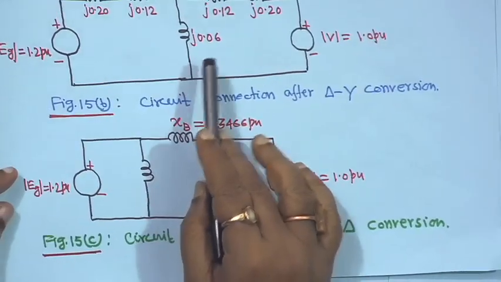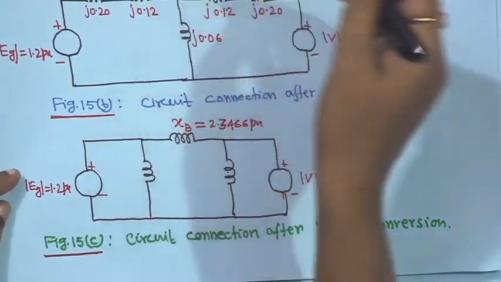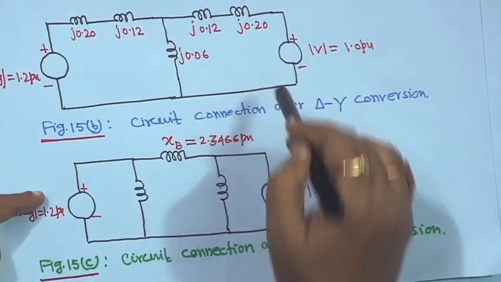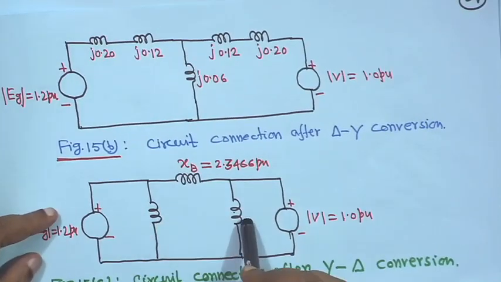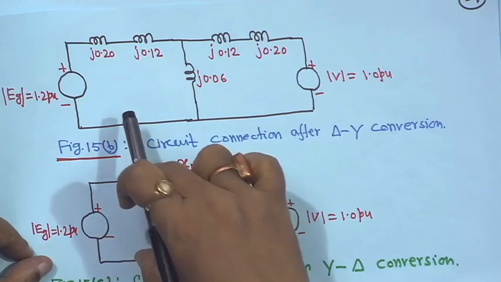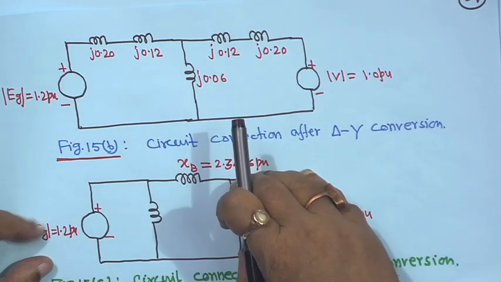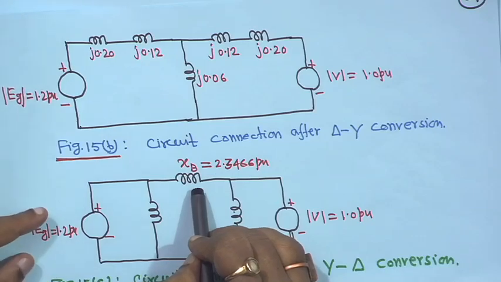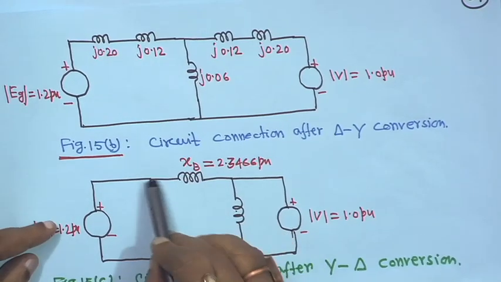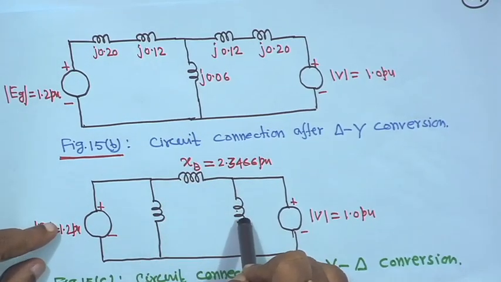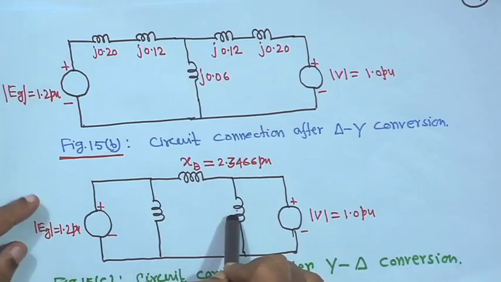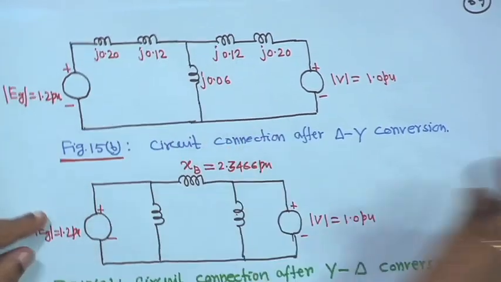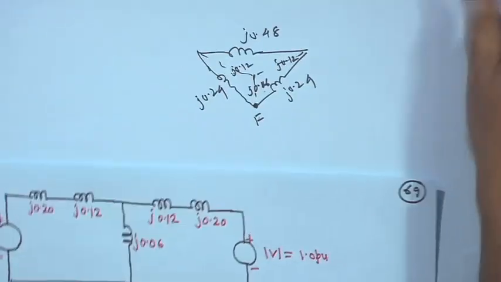This one again you have to convert, star has to be converted to delta. If you convert star to delta, these two I have not computed, no need, because here your generator is there, and this side the infinite bus is there. For power transfer we need only the x b, that is during fault this one is required, these two are not required actually. So, these two I have not computed.